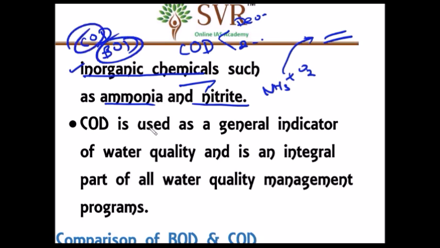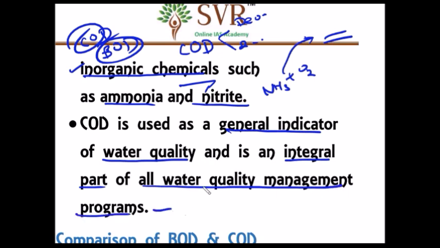The COD test is used as a general indicator of water quality and is also an integral part of all water quality management programs. Because the government runs many water quality programs and chlorination is done frequently. In this, how do we test the water quality? By using the COD test.